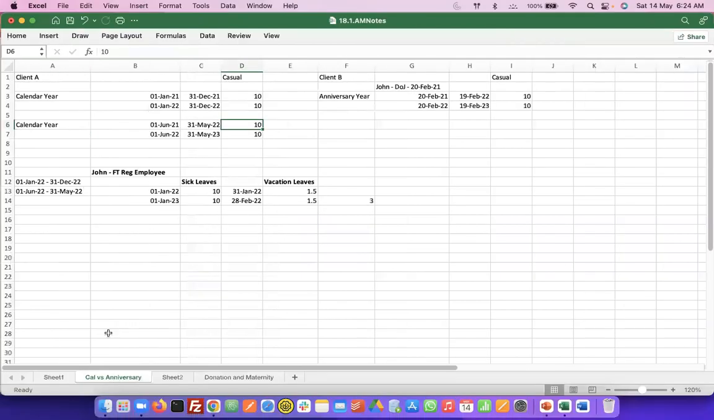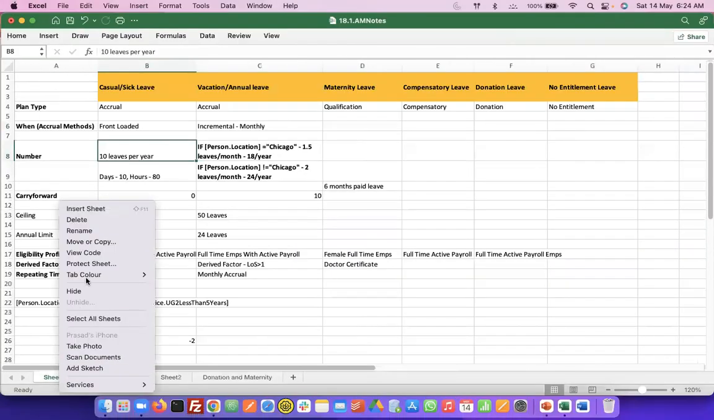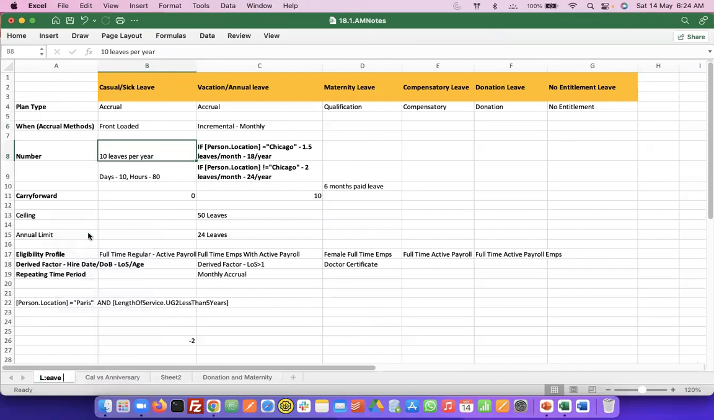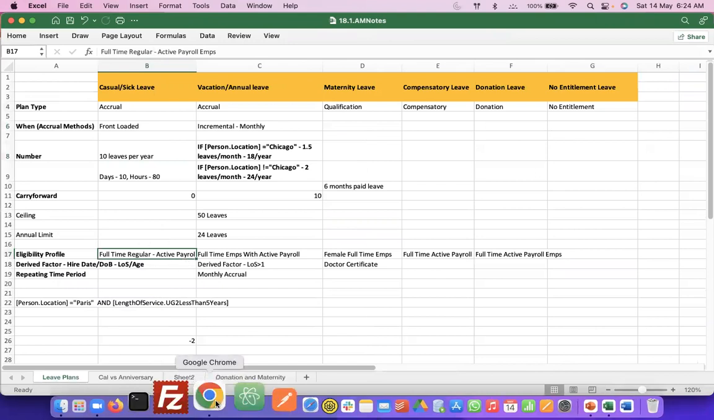What is the eligibility profile that we have got? Only the full-time regular employees. Employees who are on a full-time regular assignment with active payroll are eligible for it, right?